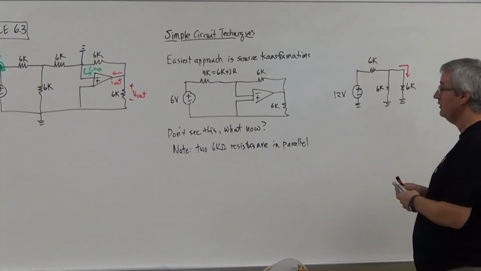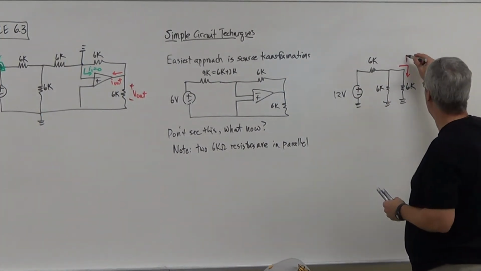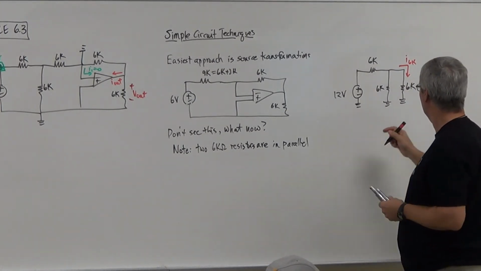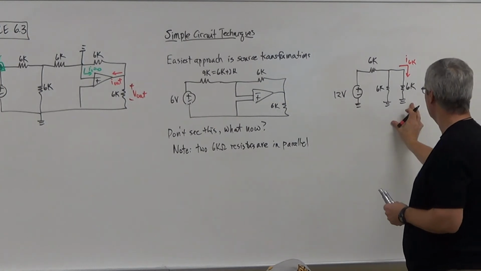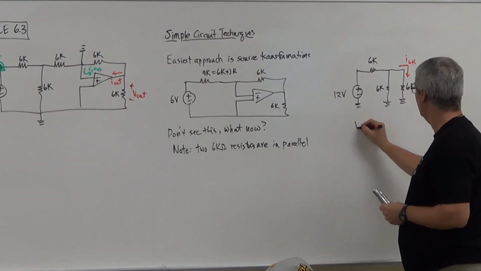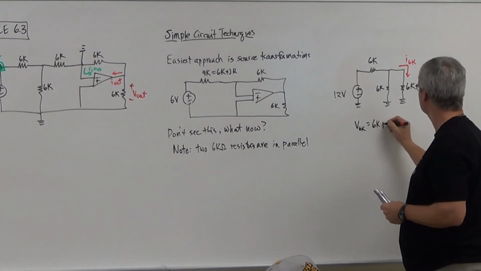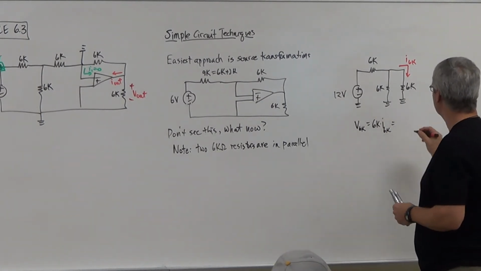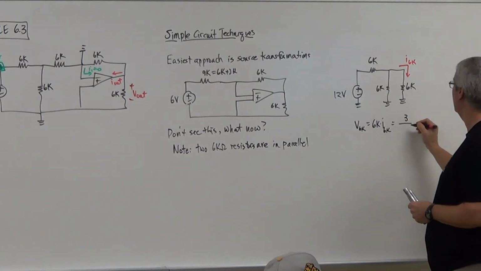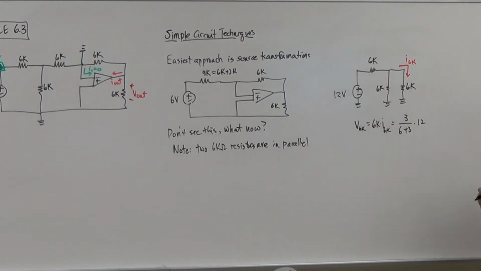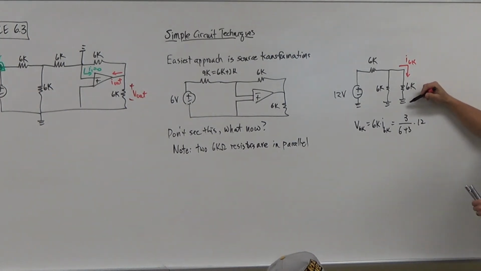So what I want to look here is that I want to solve for this current I across that 6K right there. So if I do that, that current across here, note that the voltage divider of the 6K has to be that it's 6K times I 6K. But this guy has to be what? 3 divided by 6 plus 3 times 12. Okay, help me out with the numbers. I'm getting too old. 36 over 9 should be 4 volts.